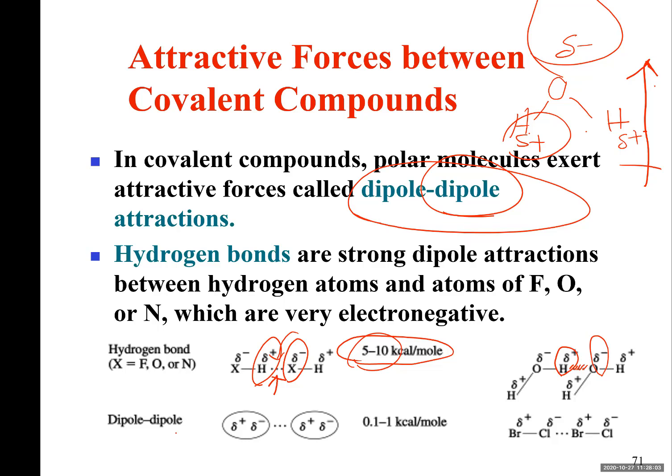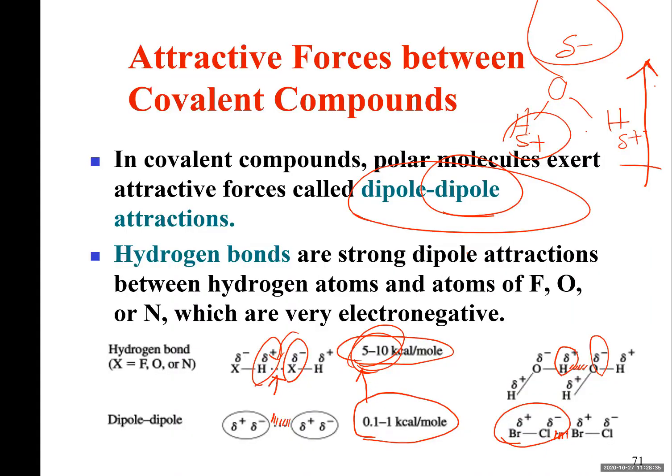Let's look at these two molecules. There is no hydrogen. You have dipole, negative and positive are attracting together. We're talking about BrCl. Cl is the negative end, Br is the positive end. There is no hydrogen involved. The energy of this interaction is 0.1 to 1 kilocalorie. Look at here, at least 50 times more when we compare these two, right?